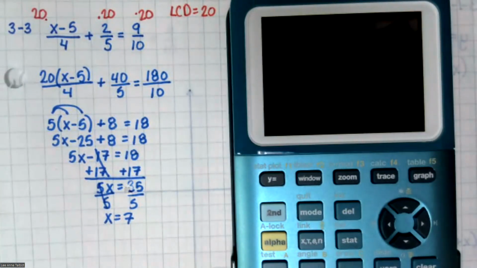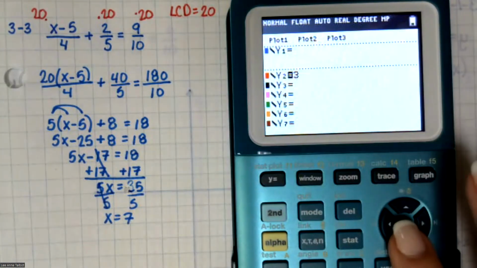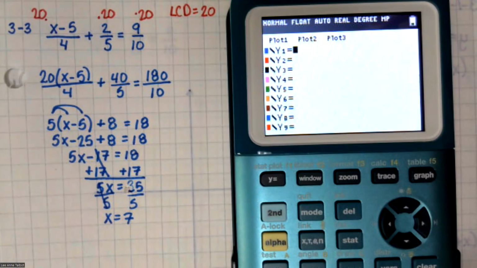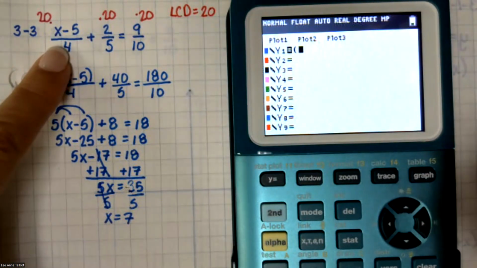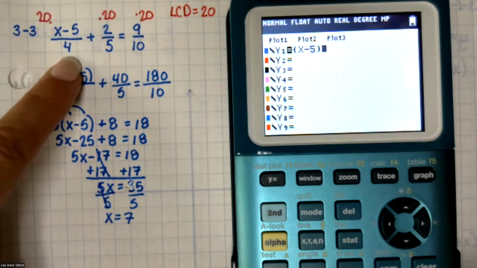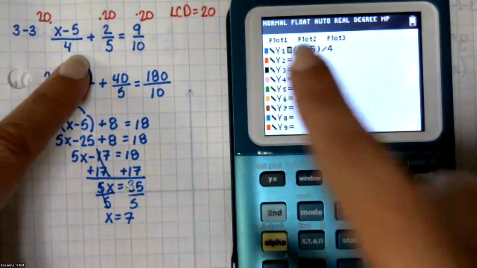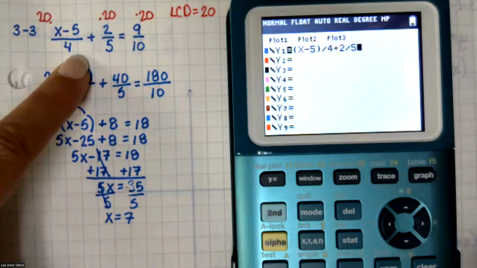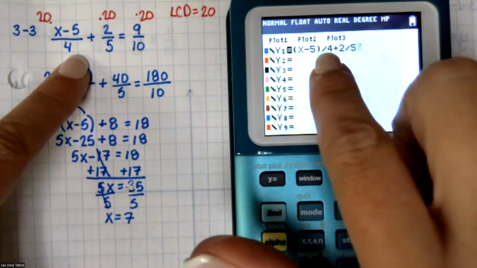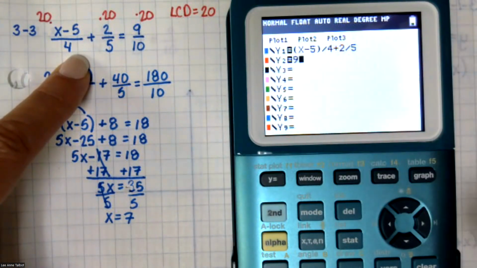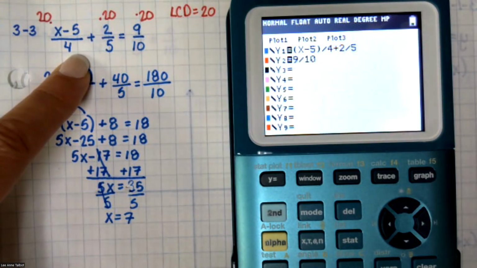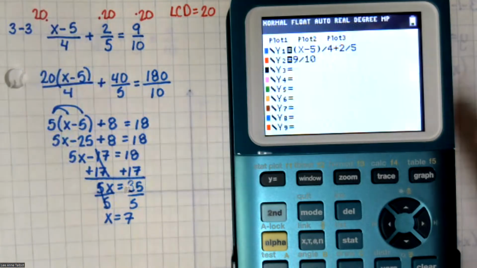Okay, so now we're going to try our new trick. This new circus trick that Mrs. Talbot taught us today. Okay, now on this one, I did this problem on purpose because I need you to know that if you use this method, you have to be really careful with parentheses. This x minus 5 needs to be in parentheses all over 4 if you're going to type it this way, plus 2/5. So the left side of my equation is going to go into y1. The right side of my equation is going to go into y2.